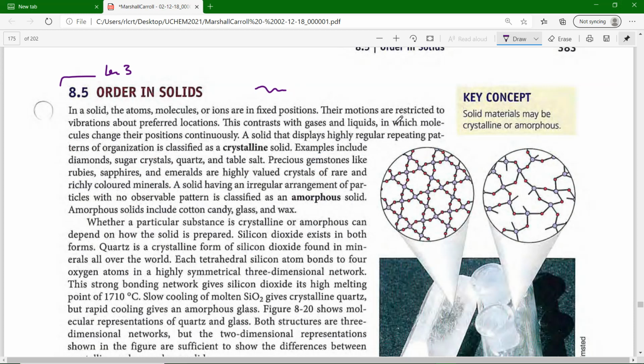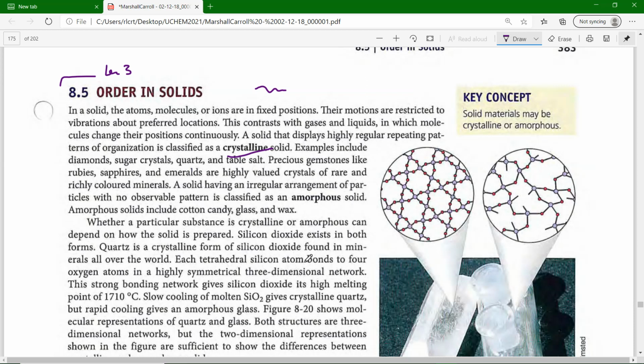So the solids, they may be crystalline or amorphous. They're vibrating about preferred locations. Regular repeating patterns in a crystalline solid. If it's not regular repeating, then it's amorphous. Precious gemstones like rubies, sapphires, and emeralds are highly valued crystals of rare and richly colored minerals. A solid having an irregular arrangement is classified as amorphous.